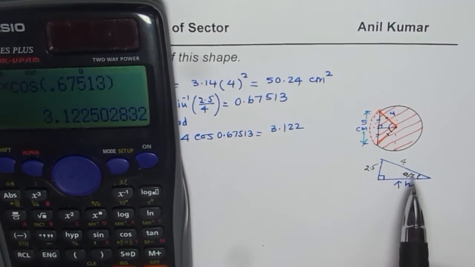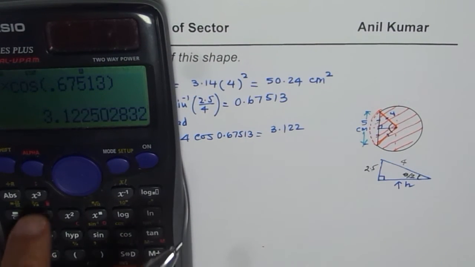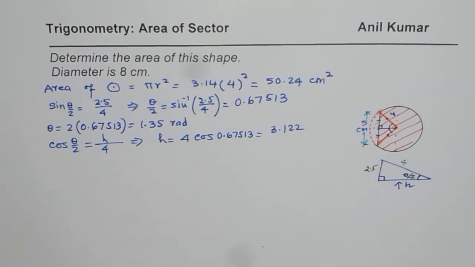we get 3.122. Well, you could also do the square root of 4 square minus 2.5 square. So we'll do that also. Square root of 4 square, that's easier actually, minus 2.5 square, equals to. So you get the same answer, 3.122. So either way, you get the height.